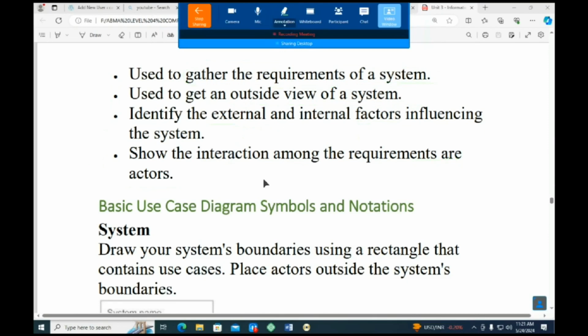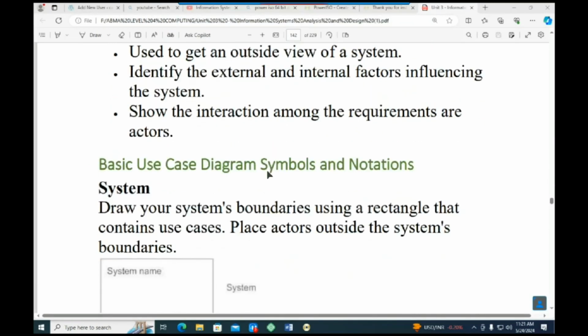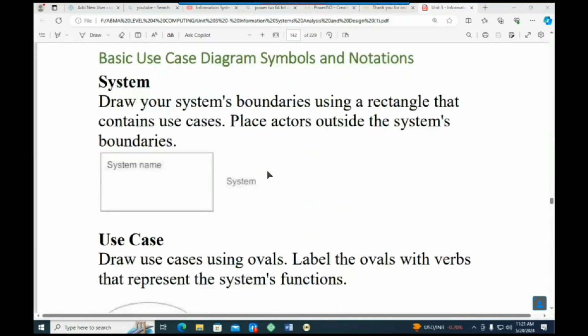Now from there, hoping that is clear, let's move to the basic symbols and notations that we use when we are drawing use case diagrams. Remember, if you revisit the past papers for this unit, you're going to see this question. It will never miss in any exam. Get that from me. This question will never miss. I've gone through the past papers, all of them.